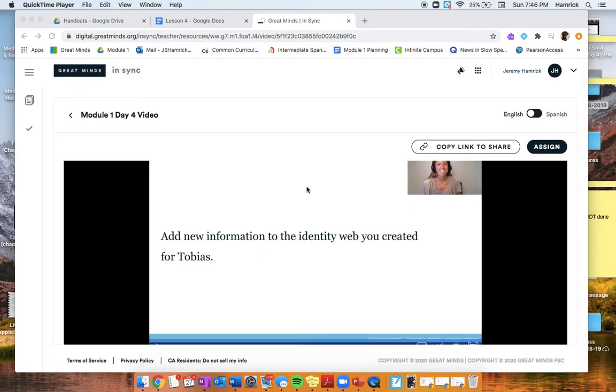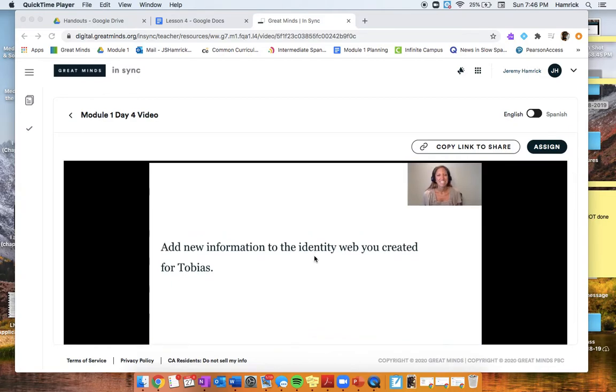Okay, students, now that you've completed the reading of Castle Diary, page 30 to 42, and taken some notes on what you notice and wonder about Tobias, his character, and the setting that he's living in, you're now going to do some revisiting of the identity web that we started to create in class. You're going to first finish adding elements of characteristics for Tobias in that identity web, and then you're going to follow the instructions in this video.